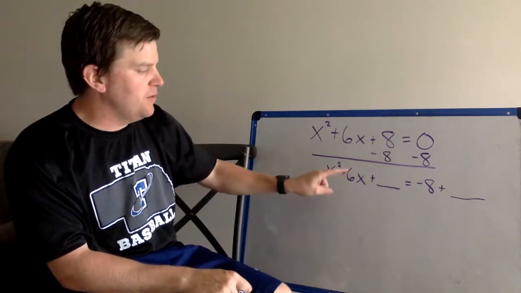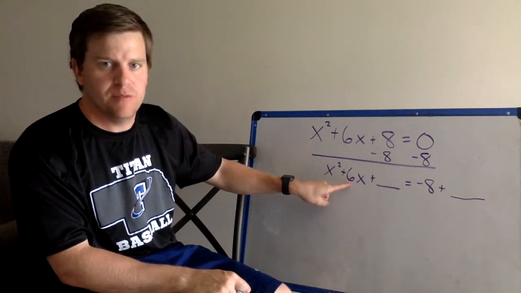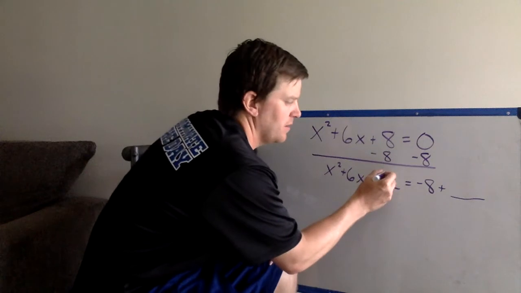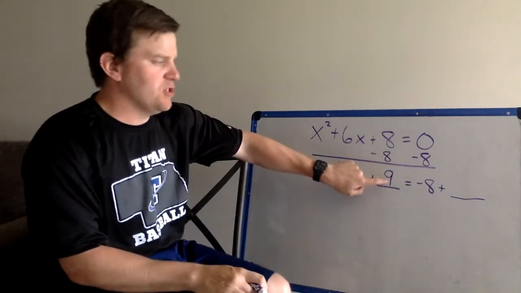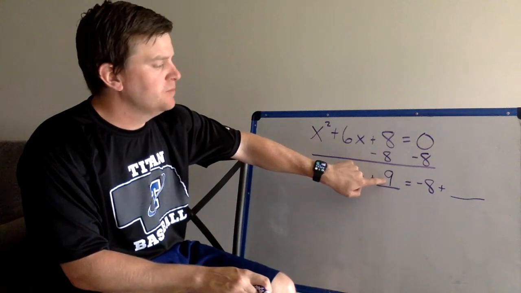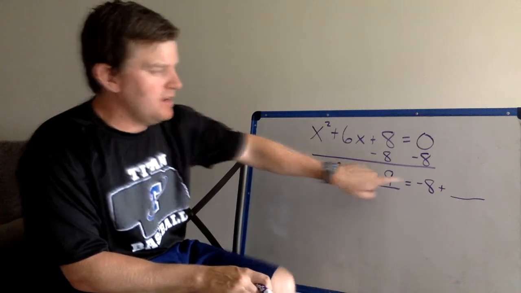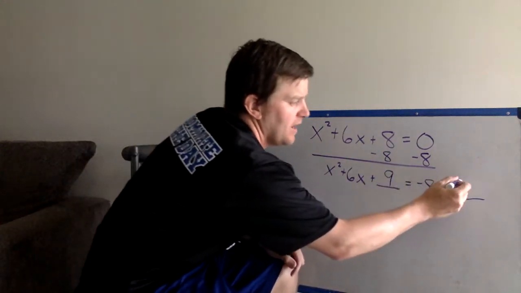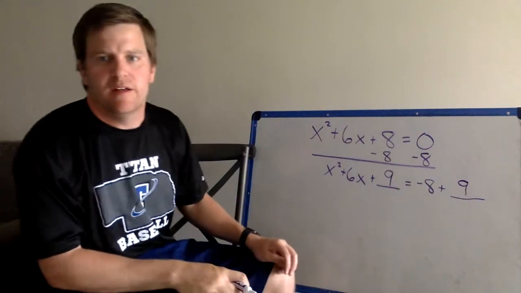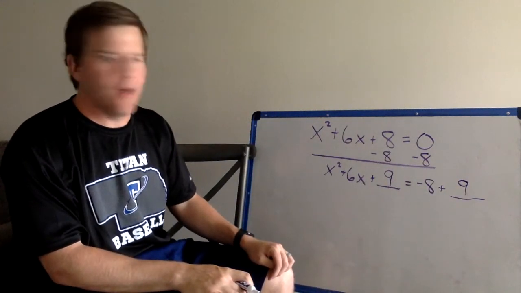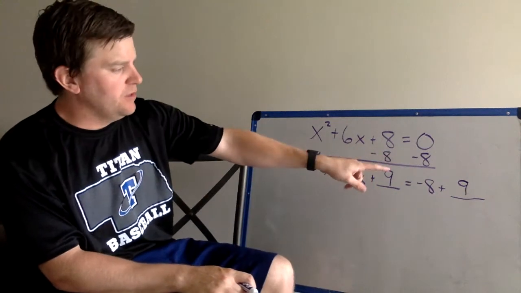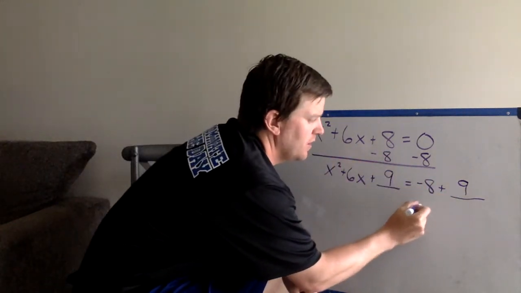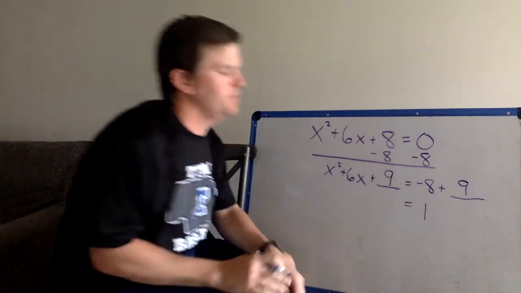Okay, remember the pattern was half of our b term, so half of 6 is 3, square it. 3 squared is 9. Okay, remember this number should always be a perfect square. Okay, now if we added 9 to this side, we can't have an unbalanced equation, so we need to add 9 to the other side as well. Okay, now we can do a little math here.